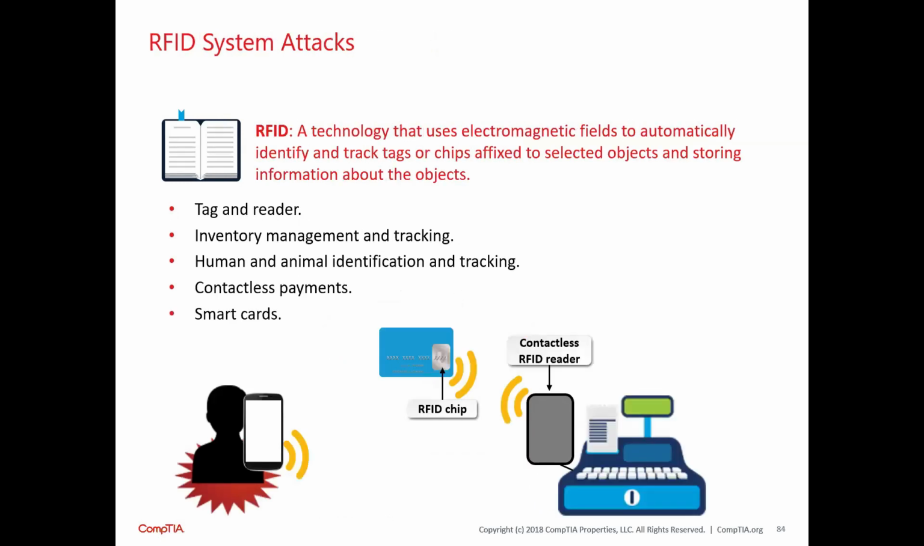And also RFID. Nowadays we use RFID almost every day. Your toll gate payment, your highway payment, or maybe you can use this to pay for your purchases in a supermarket or in small and medium enterprises. It is a technology that uses an electromagnetic field to automatically identify and track tags or chips affixed to selected objects.